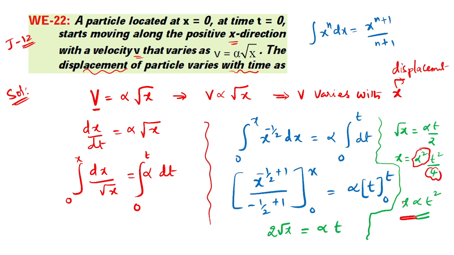A doubt. Here, root x is equal to alpha t by 2. Sir, t is not dividing both alpha and t, sir. Only dividing t. No, it is dividing both, but they are multiplication. It will divide both, so it will be common for both.